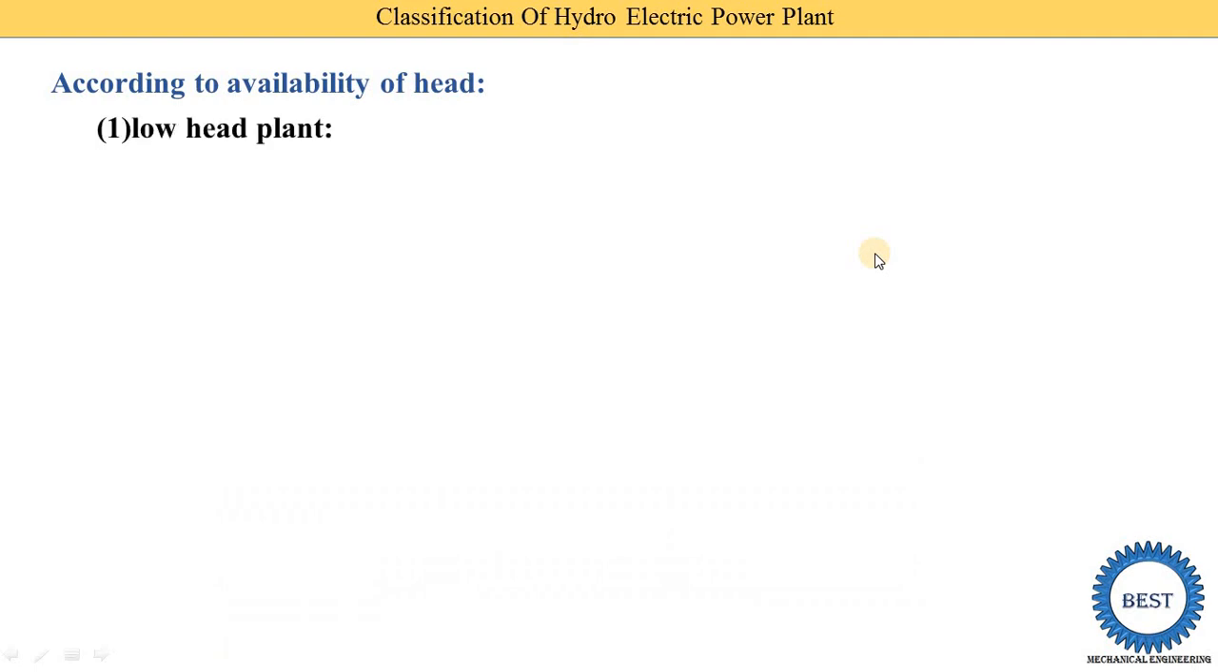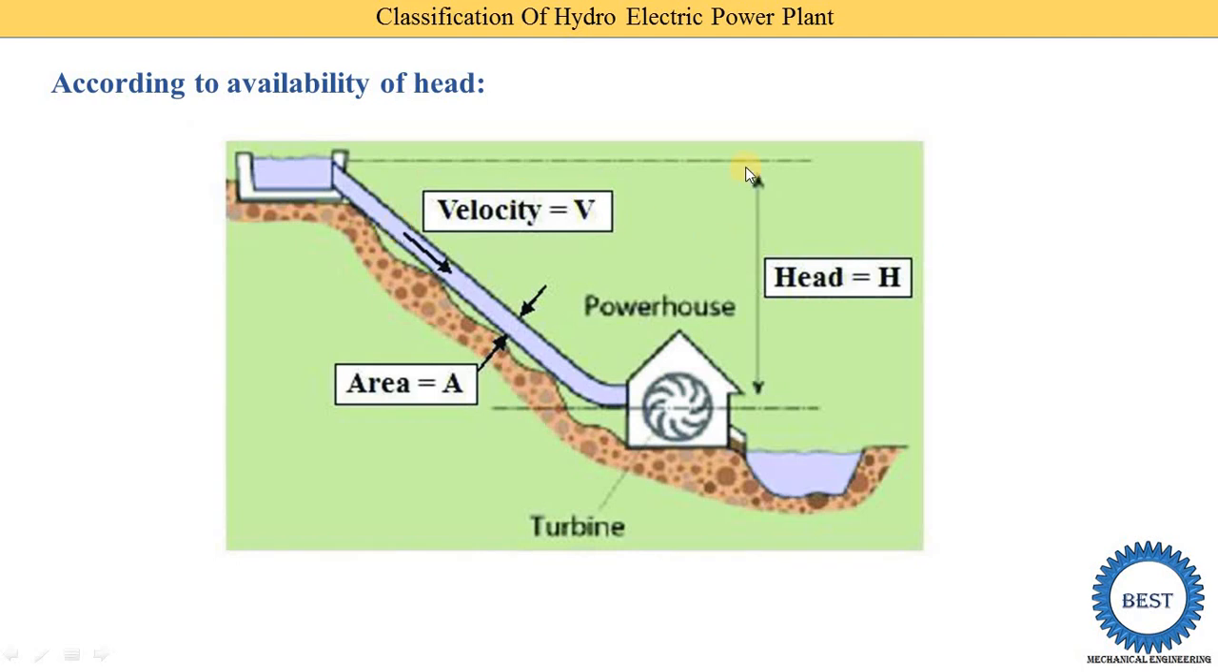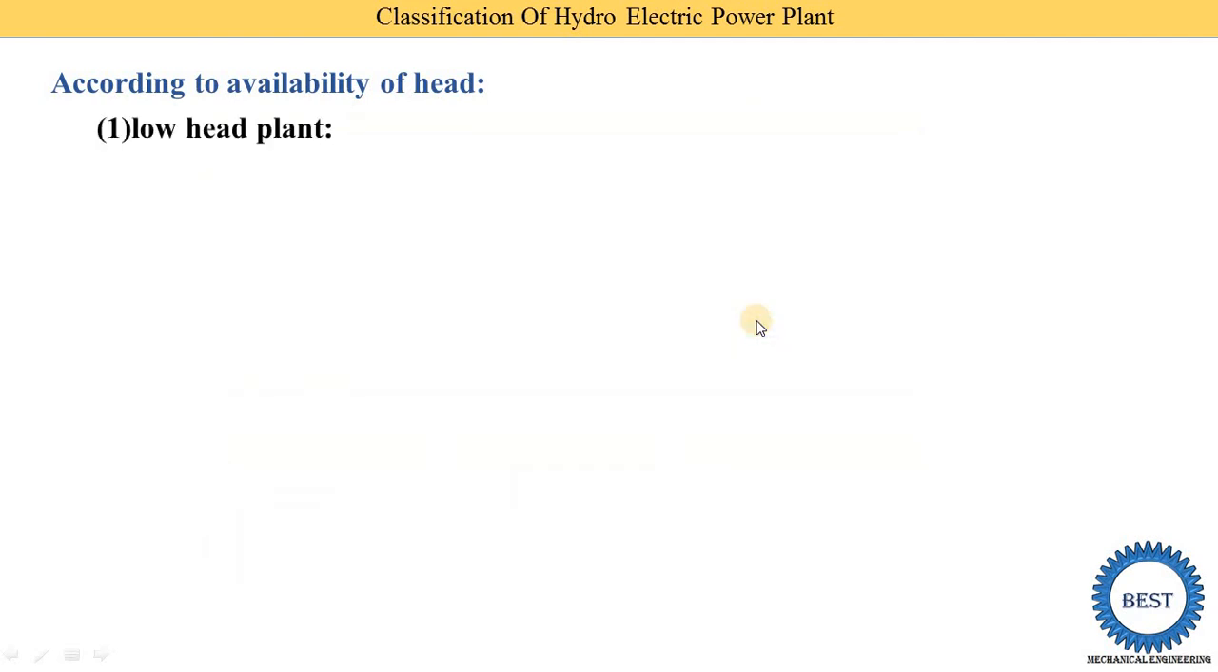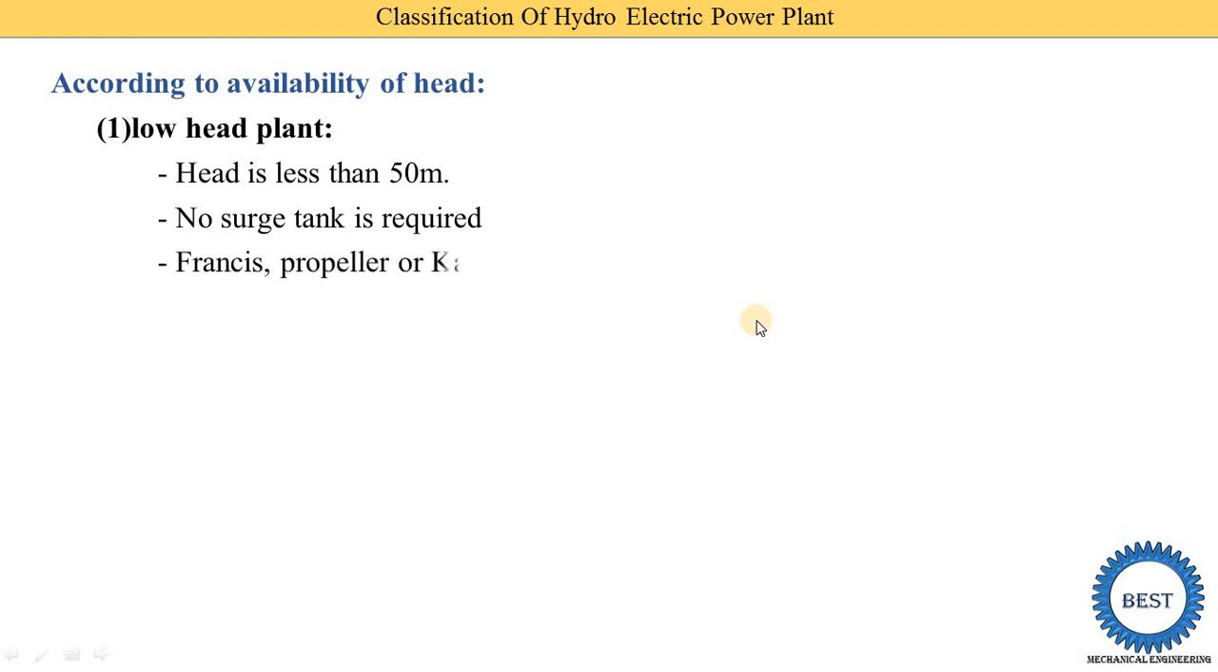Now let us understand the low head plant. If head is less than 50 meters, it is called a low head plant. Means the distance between the turbine and the water level in the reservoir or dam is less than 50 meters. Second point, no surge tank is required in a low head plant. Francis, propeller or Kaplan turbine is used as a prime mover.